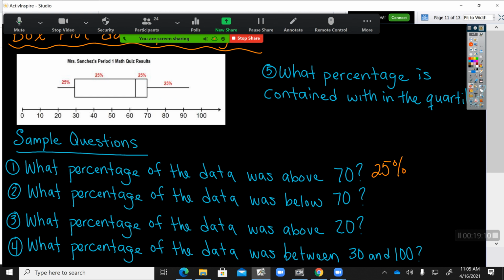On the second question, it says, what percentage of the data was below 70? So below 70 would be 1, 2, 3 spaces. Each space is 25%. So that would be 75%. This is also common sense because if 25% of the data is above 70, then the rest of it is below 70, and the rest would be 75%.